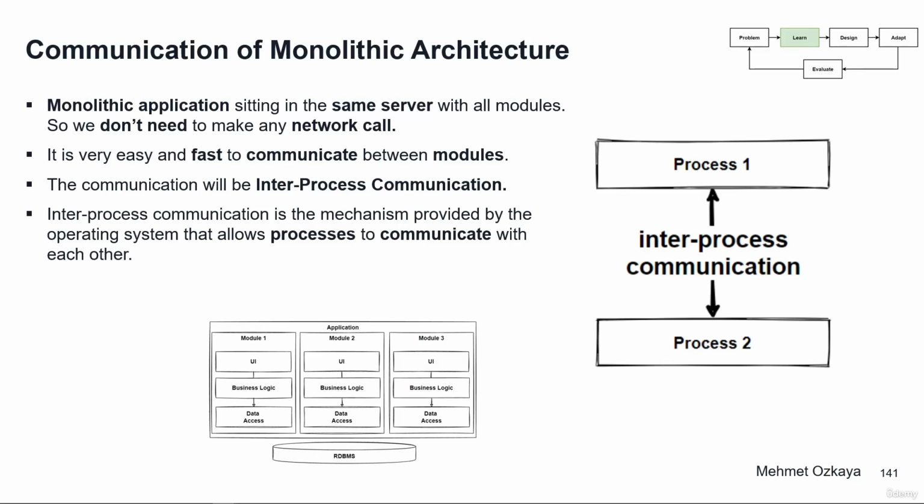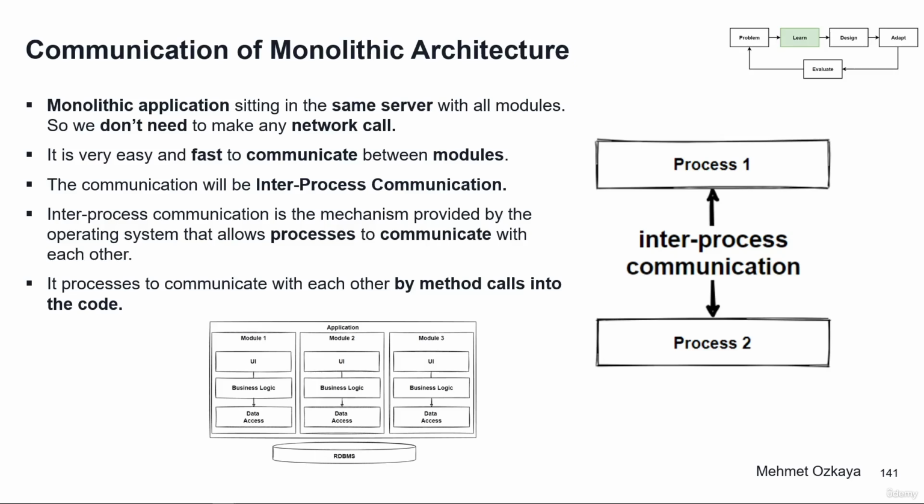Inter-process communication is the mechanism provided by the operating system that allows processes to communicate with each other. That means communication is performed by method calls in the code. This communication could involve a process letting another process know that some event has occurred, or transferring data from one process to another.